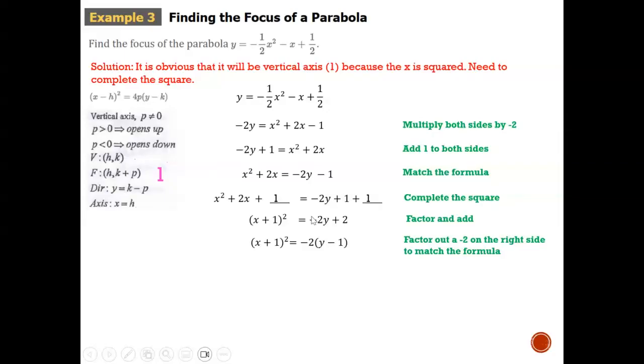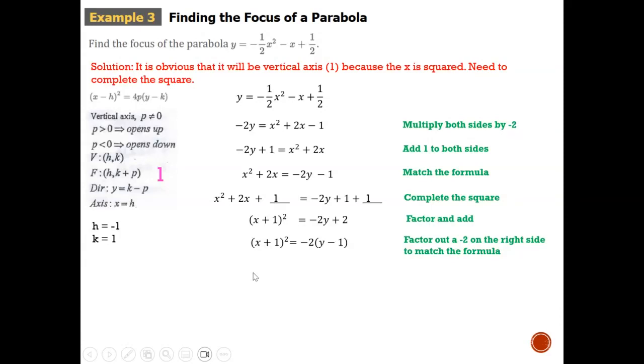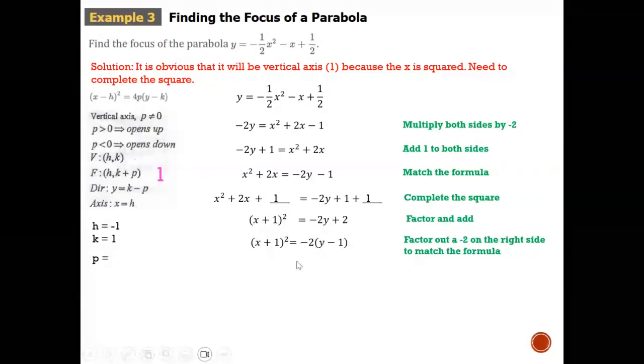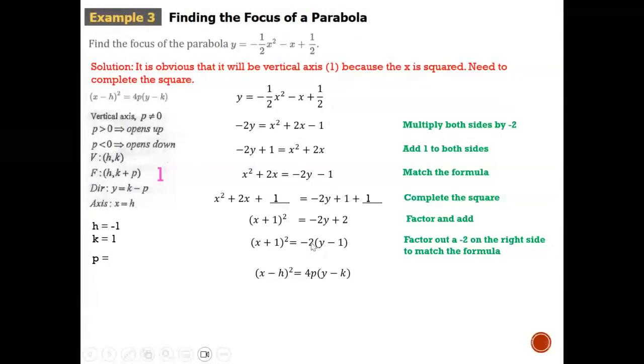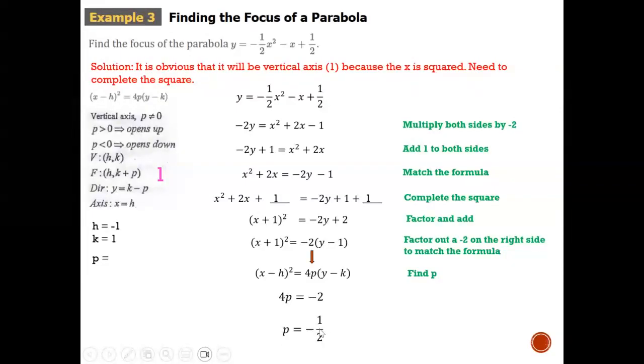So I already got my vertex. H is -1 and k is positive 1, so it's (-1, 1). Now to find p, we're going to let -2 equal 4p. So 4p equals -2. Divide both sides by 4, so p equals -1/2.